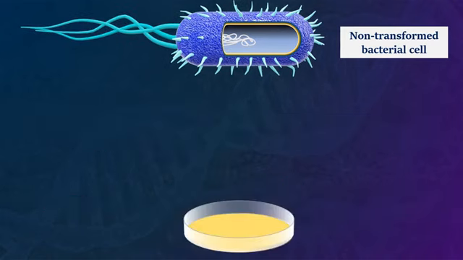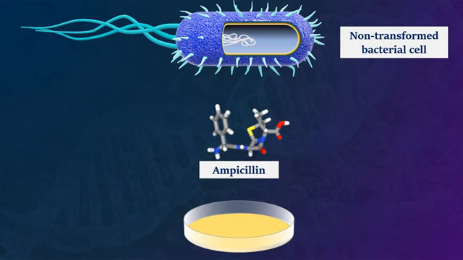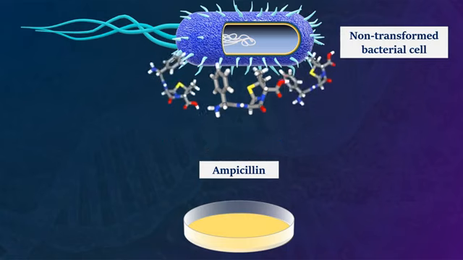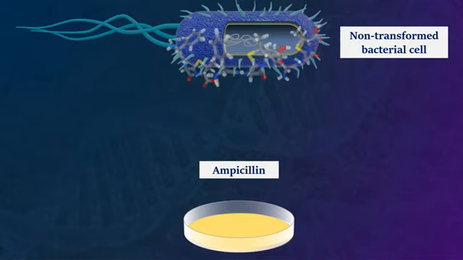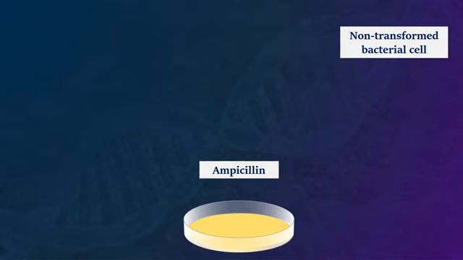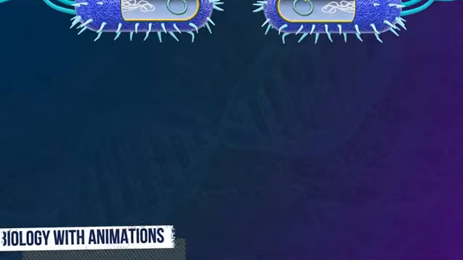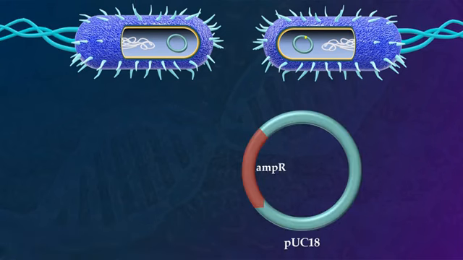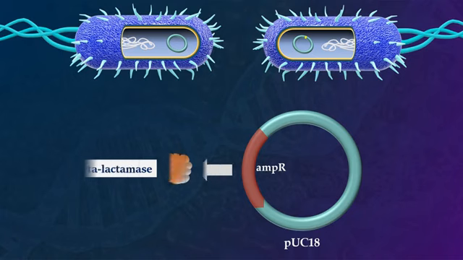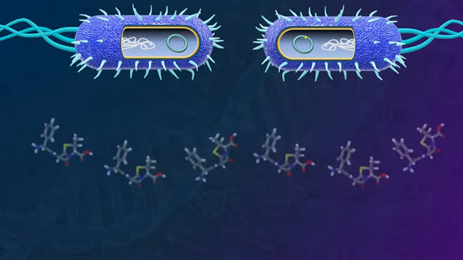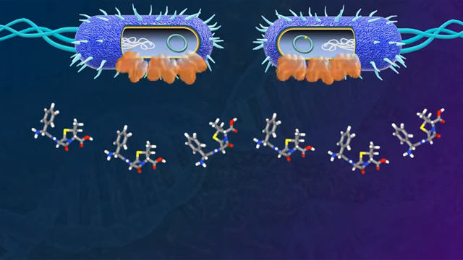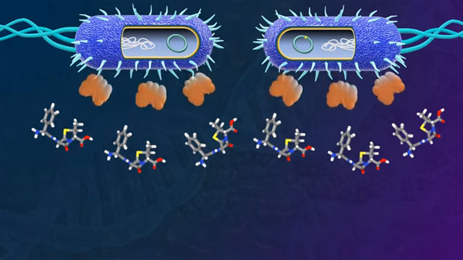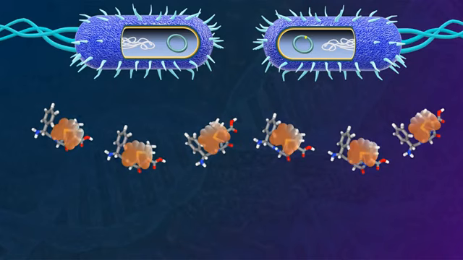The non-transformed bacterial cells will not survive in the culture medium. This is because the medium is supplemented with ampicillin, an antibiotic lethal to bacteria lacking the ampicillin resistance gene. Consequently, only transformed bacterial cells can survive because their plasmid carries the ampicillin resistance gene, which often codes for an enzyme called beta-lactamase. This enzyme is capable of breaking down beta-lactam antibiotics, including ampicillin.